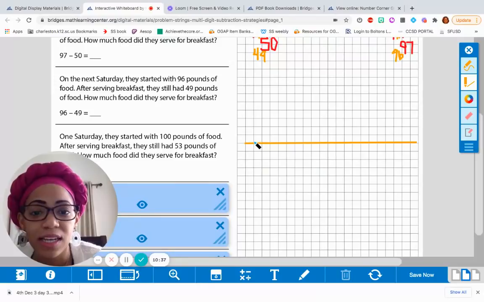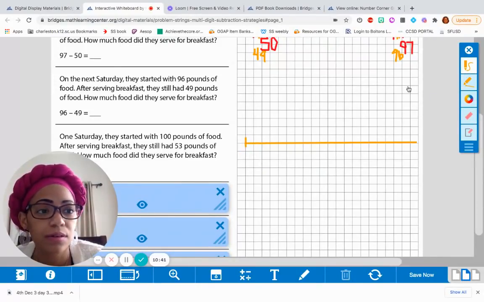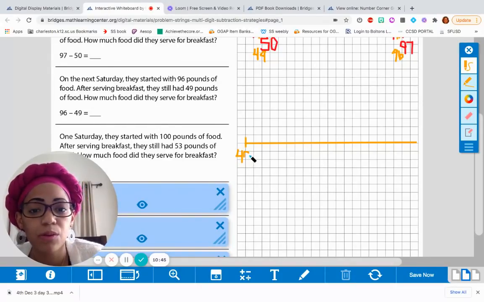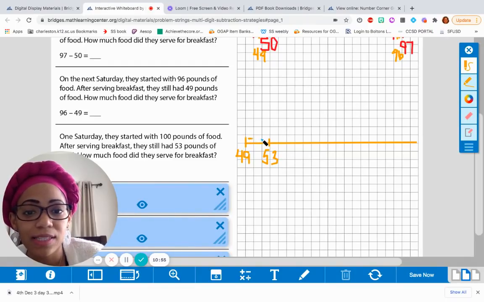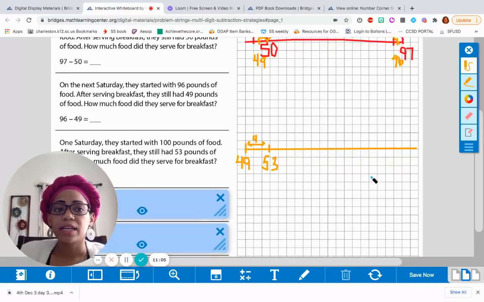How is that related? If I were to put 49 here, what would I need to add to 49 to give me 53? Right, it's a difference of 4. So I added 4 to this number. Well, then let's look at the number 96.